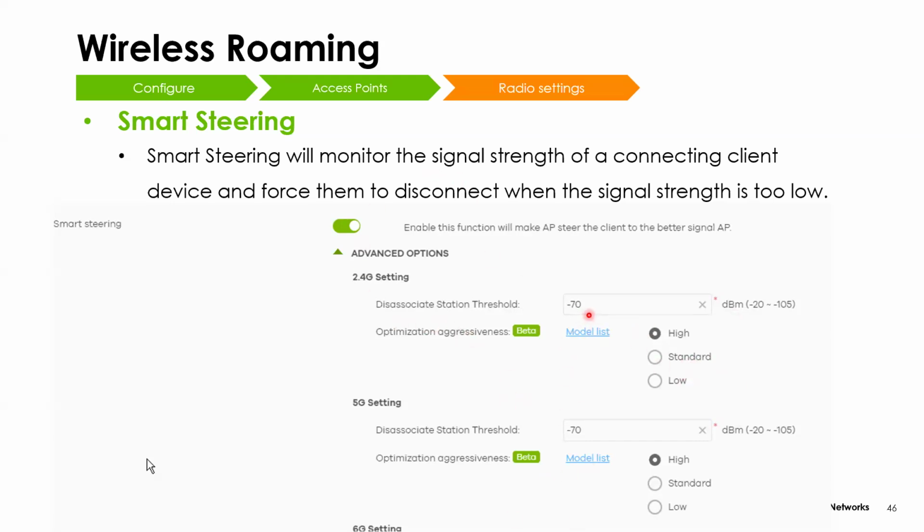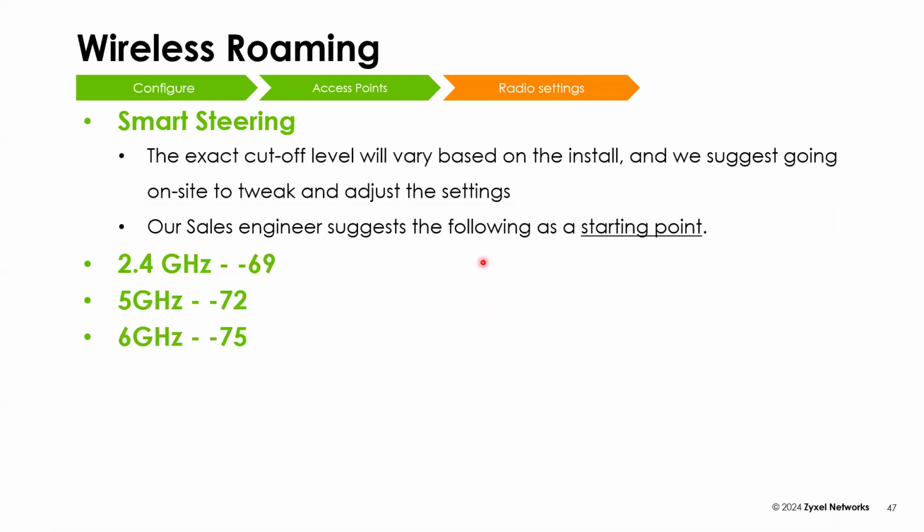Now, by default, we will set that to -70. The feedback from our sales engineer is not to use -70. These are his recommendations for what you should put in there: for 2.4, start at -69, 5 gigahertz -72, and 6 gigahertz -75. This is just his rule of thumb. You may need to adjust those based on the types of client devices and the RF environment you're operating in.